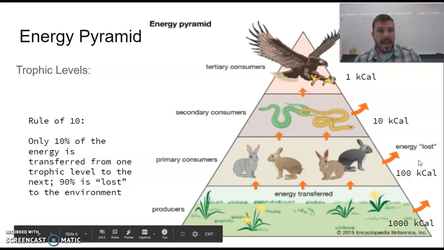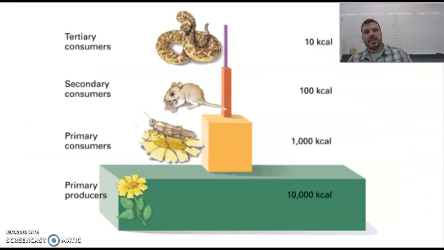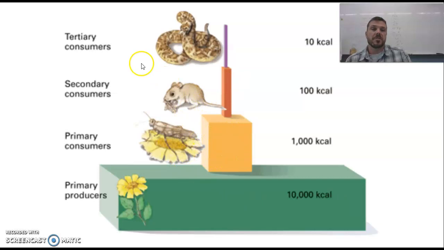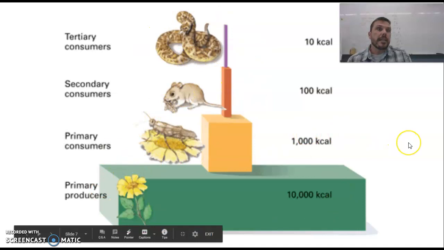It's going to look something more like this, where we've got a huge biomass difference between the bottom level and the next level up, and the primary consumers and the secondary consumers and the tertiary consumers. So this is probably a better look at what that energy pyramid really looks like if you're thinking about it as far as biomass is concerned, which is just that dry mass.